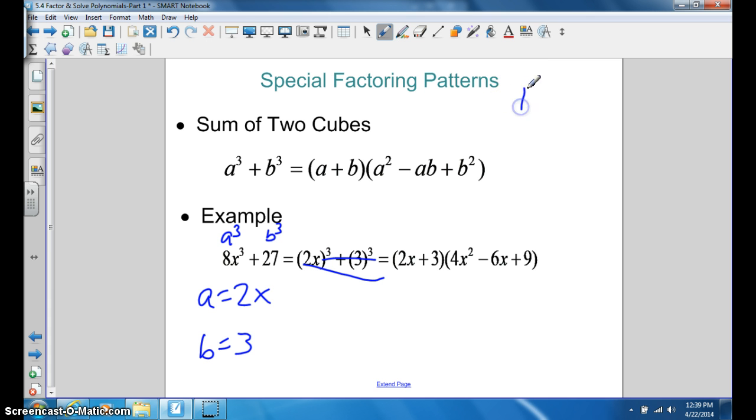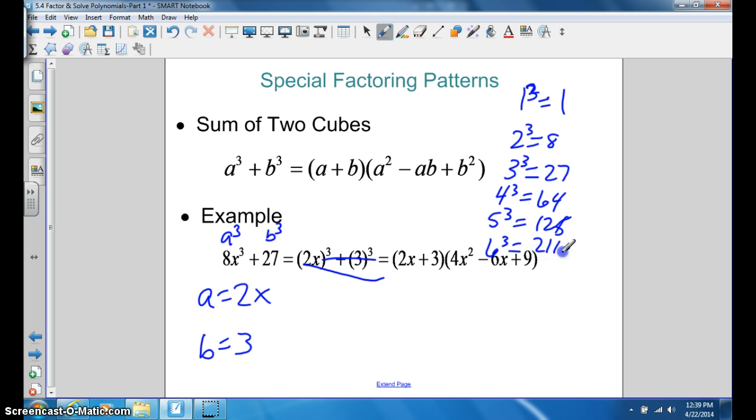Alright, it will also help to know what the cubes are. So 1 cubed is 1, 2 cubed is 8, and so on. Remember, you can pause this at any time to make sure you get everything written down. I would definitely write down these cubes though, that way you have them.